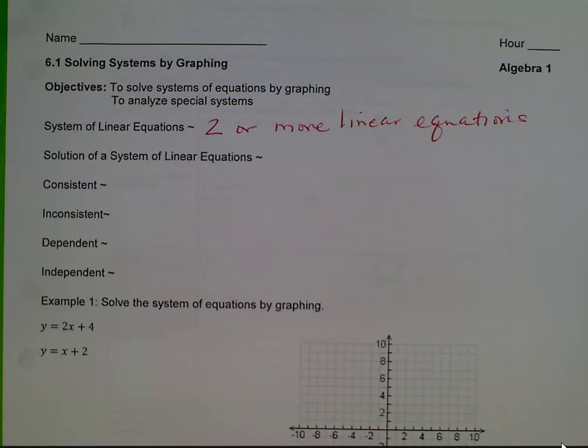Okay. So today in section 6.1, we're going to solve those systems by graphing, and then we're going to be able to analyze special systems.